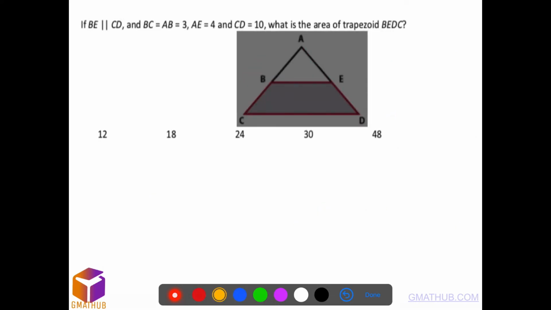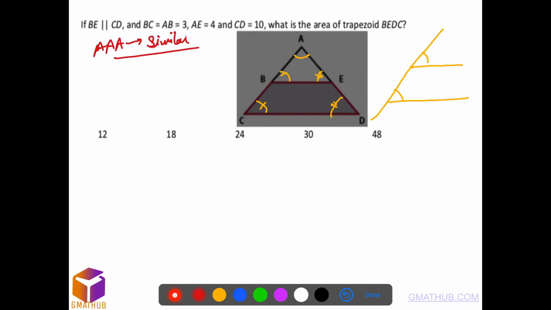Again here, since BE is parallel to CD, these two angles will be equal and these two angles will be equal, and angle A is common, so by AAA again we can say the triangles are similar. Now one ratio is given, which is AB upon AC, that would be 1 by 3, because BC and AB is equal to 3. So AB is 3 and AC would be 6. So this ratio is 1 by 2.